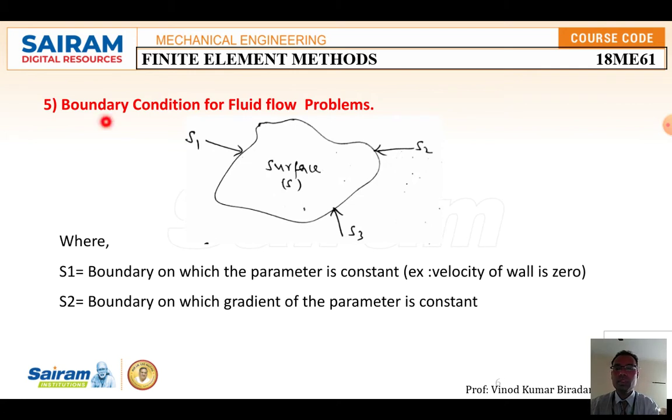Coming to the boundary conditions for the fluid flow problem. What is the difference between the temperature problem, that is the heat transfer problem, and fluid flow problems? In heat transfer we consider the heat, that is the temperature, whereas in fluid flow problems we consider the fluid. Here again there will be 2 conditions. S1 stands for the boundary on which the parameter is constant, that is the velocity of the wall is 0, and S2 is the boundary on which the gradient of the parameter is constant. S3 is not there, it is there by mistake, only S1 and S2 for the fluid flow problem.